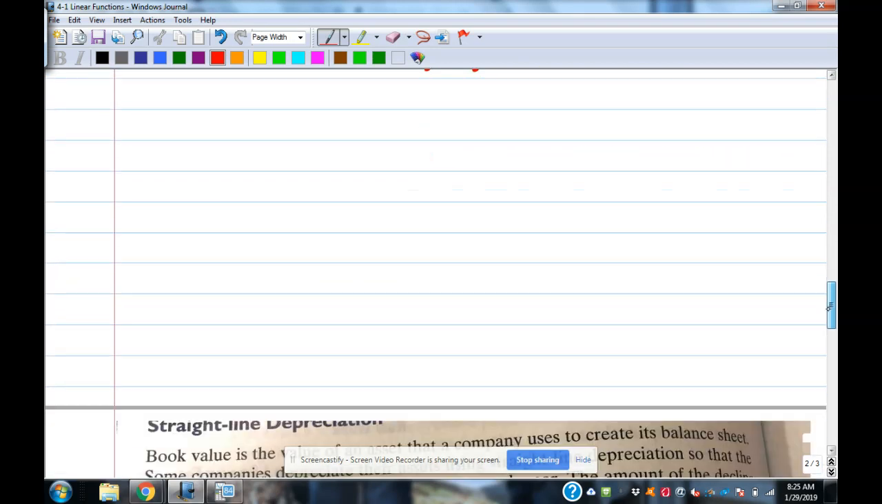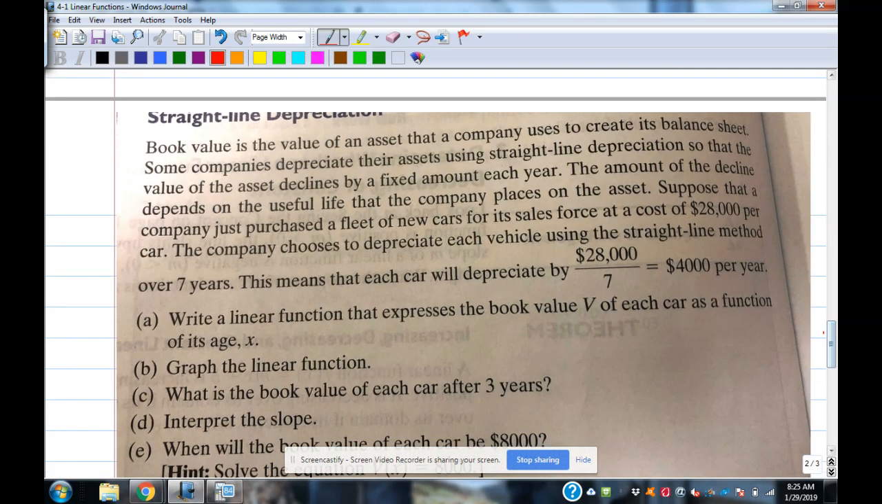All right, so the next thing we want to do is put this in the context of a word problem. This is kind of small probably for you to read. This is in your book. It's page 282, example 4. That's where I borrowed this from. In the context of a word problem, book value is the value of an asset that a company uses to create its balance sheet.